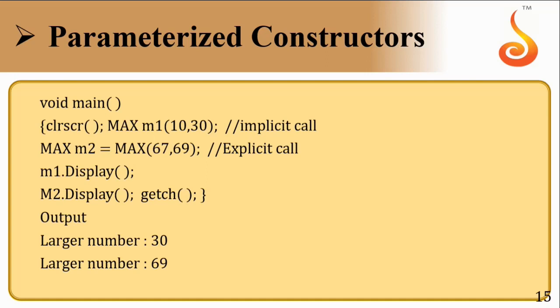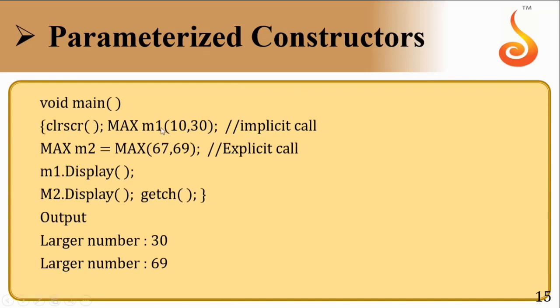Max m1(10, 30). During object creation only, I am writing brackets here and passing 10 comma 30. Both are integers. X will take the value 10, y will take the value 30. That is called an implicit call, because during the object creation only I'm putting the arguments. And then next is explicit call.